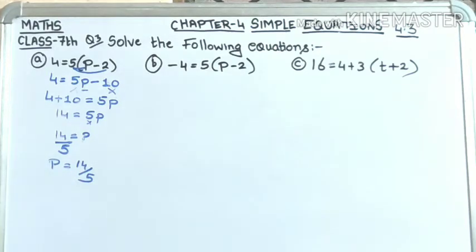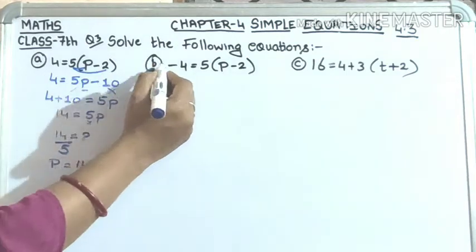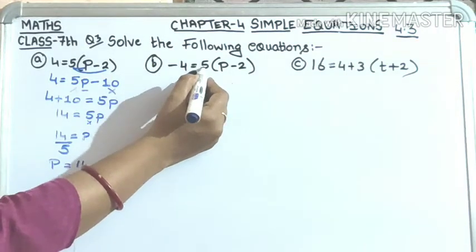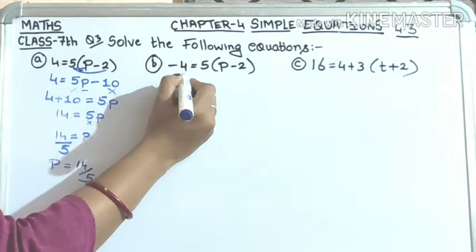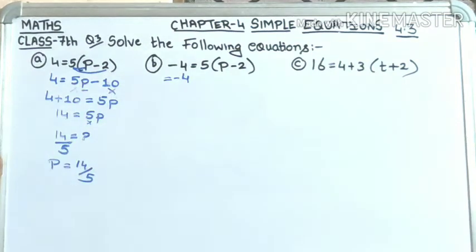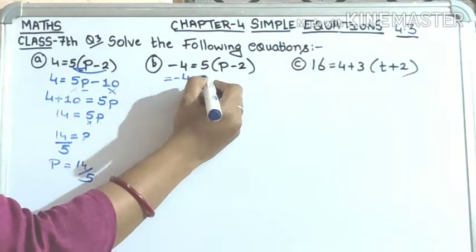Now moving to B1. B1 is minus 4 equal to 5 times (p minus 2). So what we have to do? First we have to remove the bracket. Minus 4 we will write as it is. Equal to, now we have to remove the bracket.